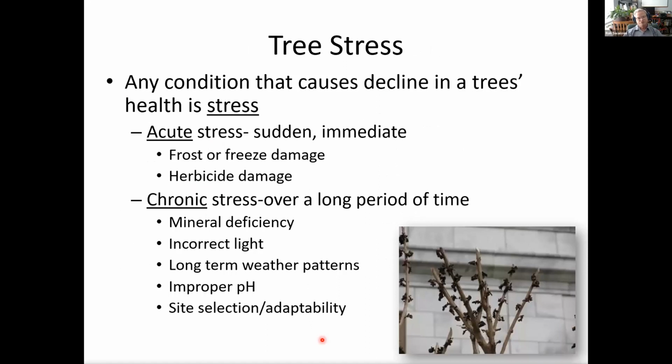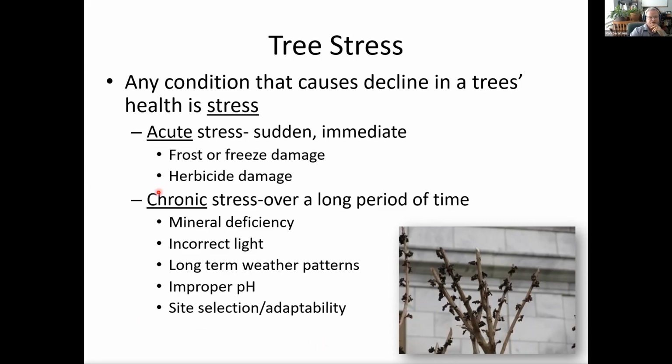So let's talk about stress for just a moment. Any condition that causes decline in a tree's health is a stressor. And there are a lot of stressors. There are so many stressors that sometimes I'm amazed that trees live. But obviously they're very durable organisms. Stresses are thought about as acute or chronic. A good example of an acute stress would be an auto accident. You got in an accident, you're immediately injured. A chronic stressor might be smoking, where you smoke for 30, 40, 50 years before it dramatically impacts your health. That's something that happens over a very long period of time.